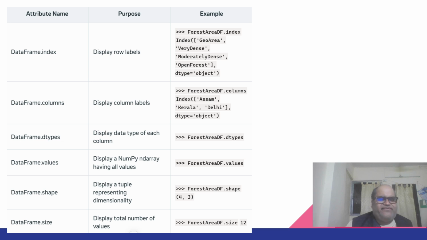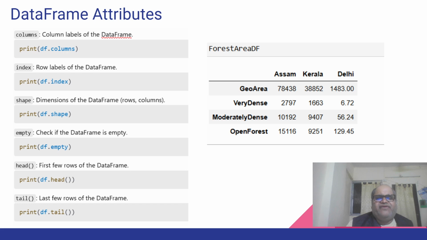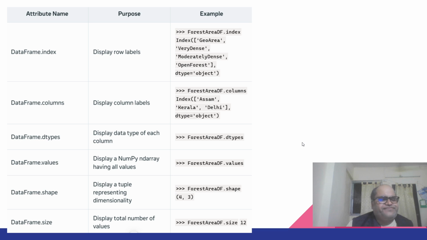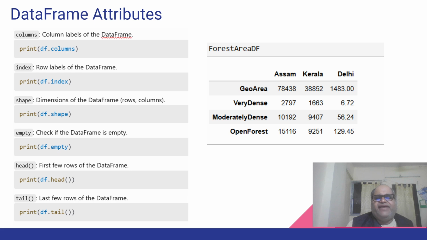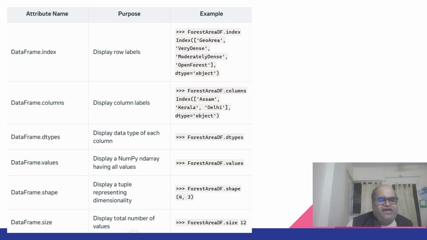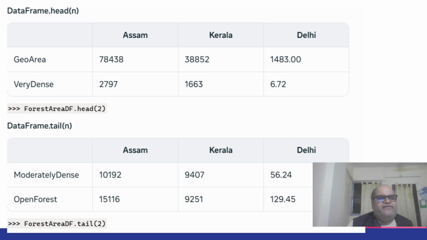What output we get for the values, we'll see in the next slide, right? So the values will be the central part of your forest area data, 784, 361 to 9.45. Then shape will give you 4 by 3, right? 4 rows, 3 columns, so 4, 3. And then what will be the size? The number of elements. That will be 4 into 3, 12.